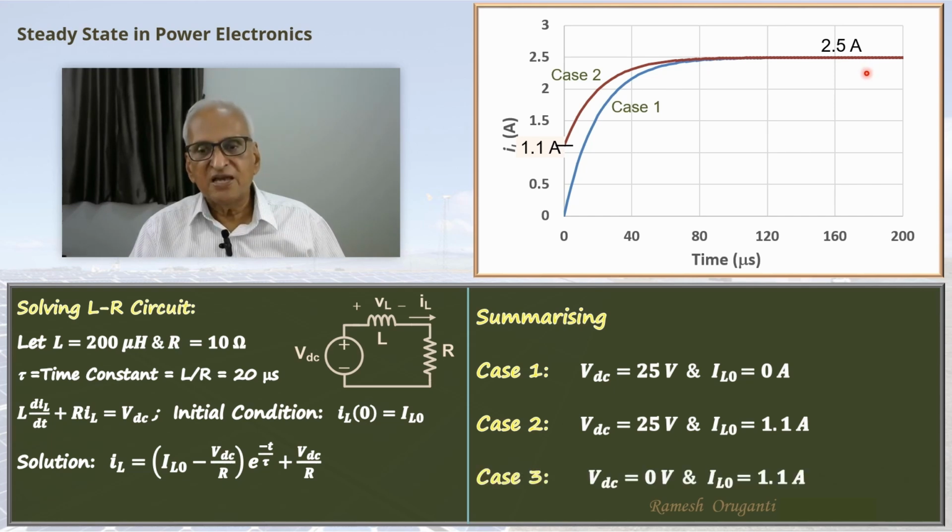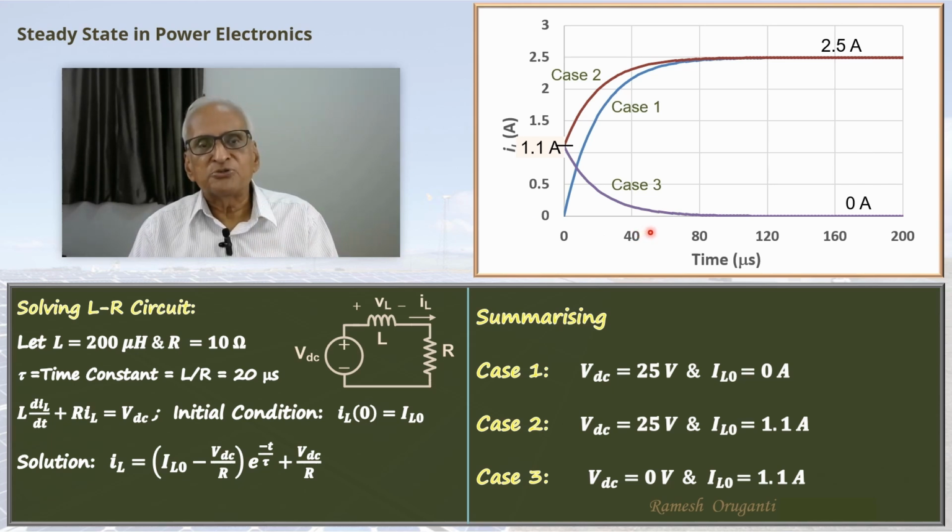And case 3, as we saw, VDC itself is 0 volts, and the initial current IL0 is 1.1 ampere. So the current starts at 1.1 ampere but decays to 0 ampere. So you have three cases here. In all the cases, this part here is the steady state part and this part here is the transient part.